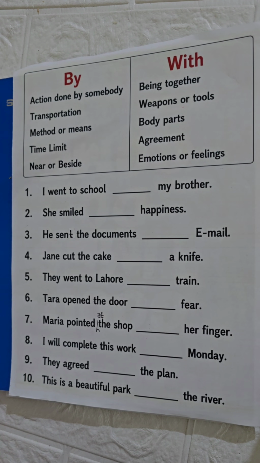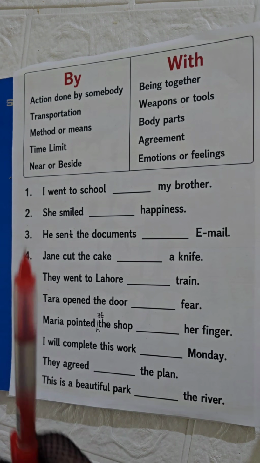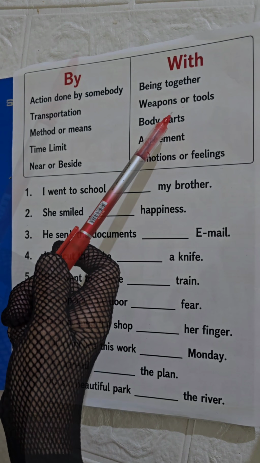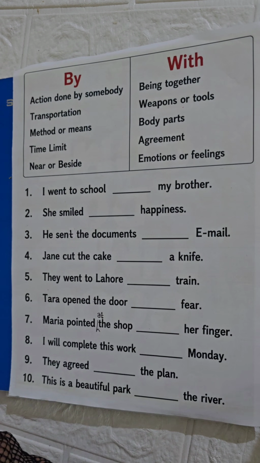For example, she lives with her parents. He plays with his friends. Now, number two, weapons or tools. Here, with shows something we use to do an action. For example, he writes with a pen. He cut the apples with a knife.